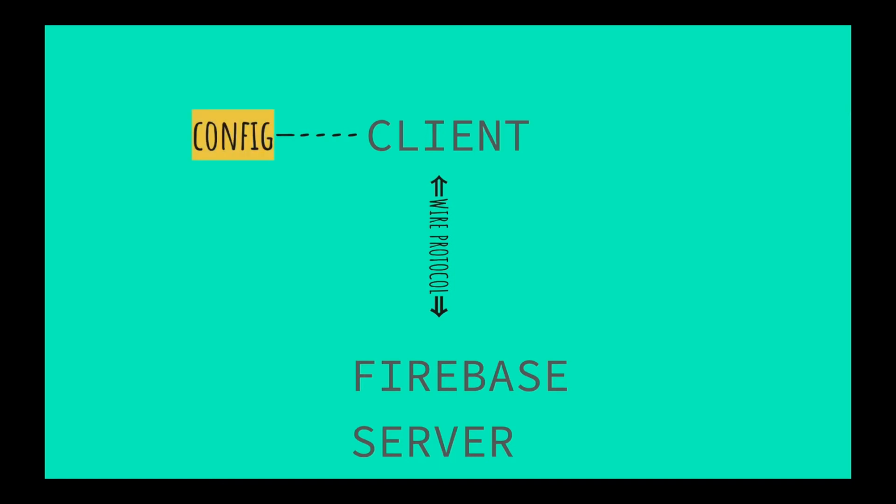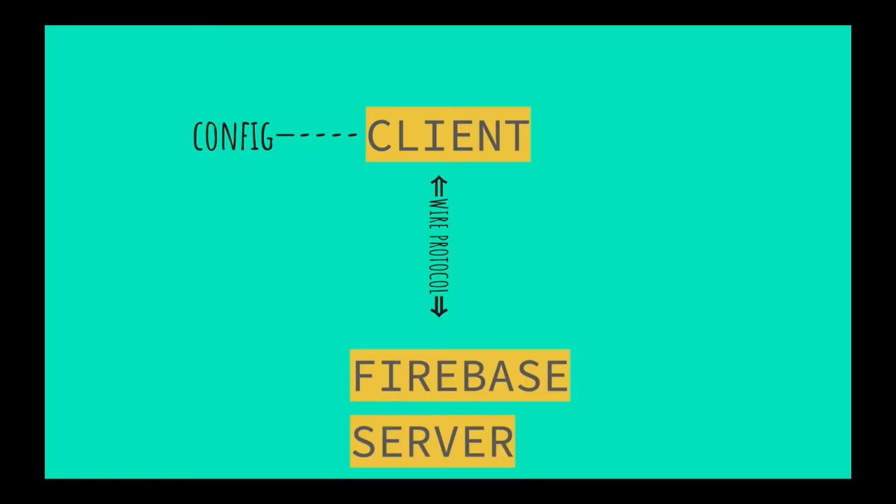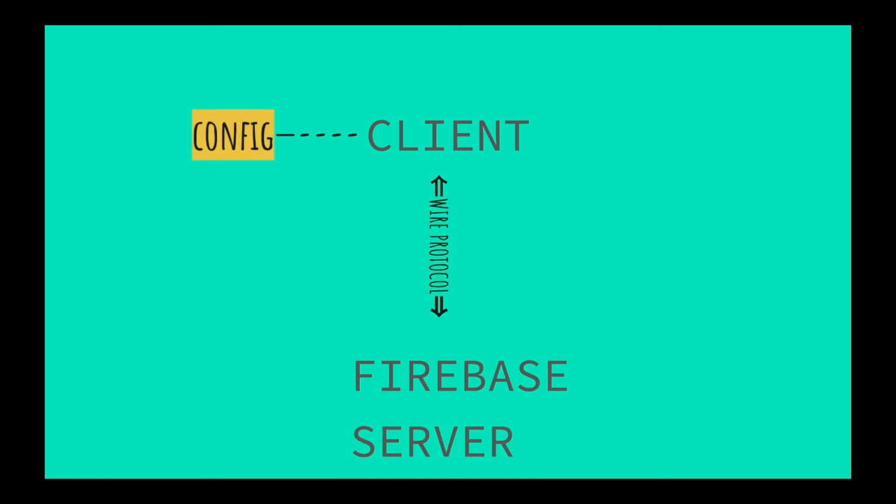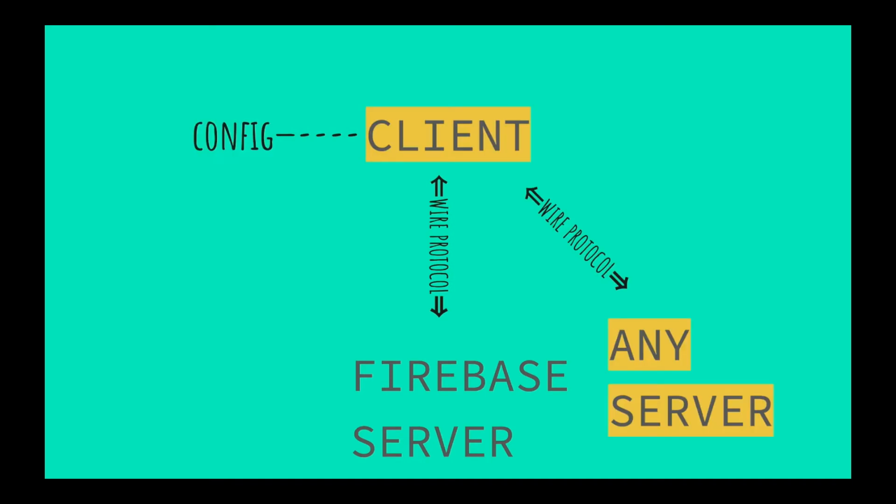So let's have a look at how the real-time database is architected. A config configures a client, which then talks back and forth to a server using a wire protocol. In part 1 of this talk, I will show you how to use the config to send a client to a third-party server implementation. In part 2, I will show you how to reverse engineer the wire protocol. We will know when we have succeeded when we can use a vanilla client against our own third-party server implementation.